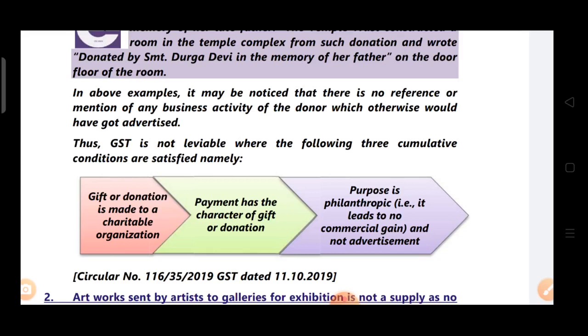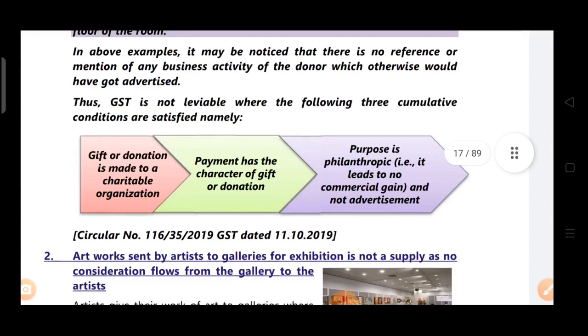So in this first scenario which we studied just now, all the three conditions were there. Gift was made, payment had the character of gift, and purpose was philanthropic. That's why all these three conditions were satisfied cumulatively in the first scenario. So there is no GST liability.